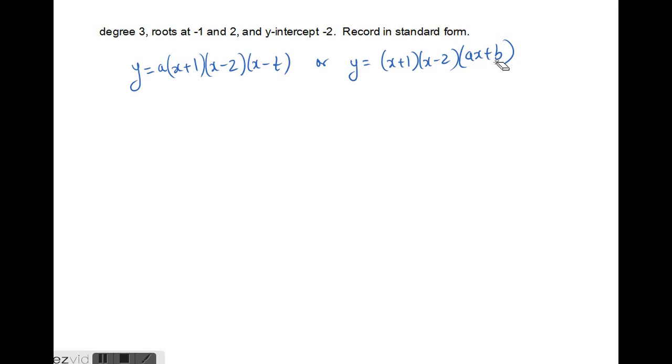So this linear factor has a and b that we don't know, but we are told one more piece of information that we haven't used yet. The y-intercept is negative 2. We have used the other information here. So I'm going to start off by plugging in a point, and the point that I'm going to use is the point (0, -2). Plugging that in, you would have 0 plus 1 in the bracket, 0 minus 2, and then a times 0 plus b. This simplifies to negative 2 equals negative 2b. So b is 1.